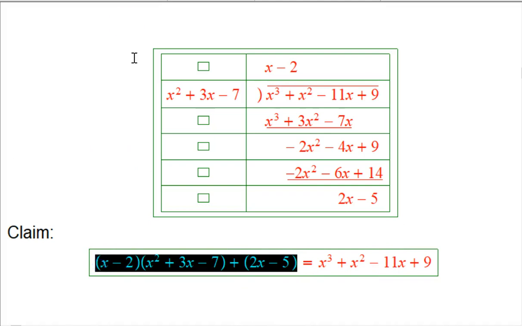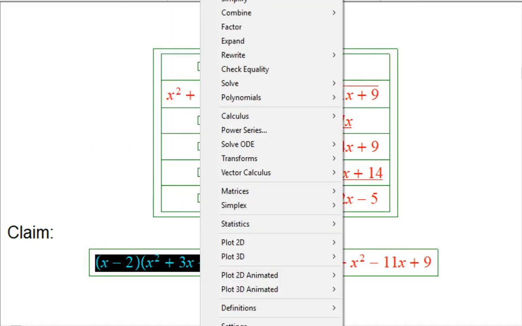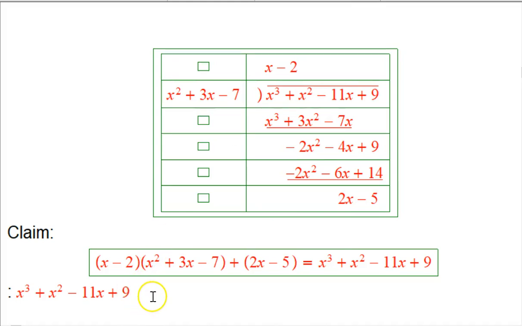And we can check it. I won't show you by hand, but if I do an expand command on the calculator, you get that. And then if you add the 2x, sorry, I forgot to put the 2x minus 5 in. The whole thing is matching. So it really does match. So this is something you're going to have to do.